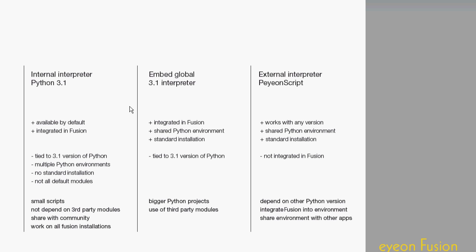This works with many more versions of Python. You can have a shared Python environment, and it's a default standard installation, but it's not integrated into Fusion. If you depend on other Python versions or want to integrate Fusion into your working environment, or you want to share environments with other applications, this is the way to go. For example, you could share the same Python 2.6 interpreter with Fusion and Maya.